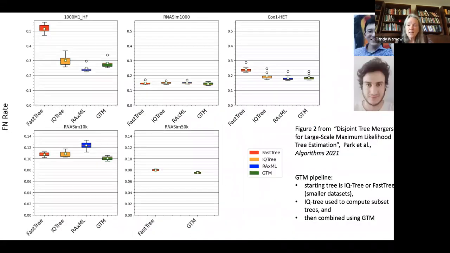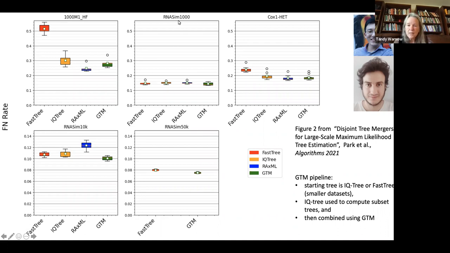Here is a result on tree error on simulated data from 1,000 sequences up to 50,000 sequences, comparing fast tree, which is very fast, maximum likelihood heuristic, IQ tree, RaxML, and our divide and conquer pipeline. So the things to notice is that with 1,000 sequences, but a lot of fragmentary sequences, that's what HF stands for. Fast tree is bad, RaxML is the best.